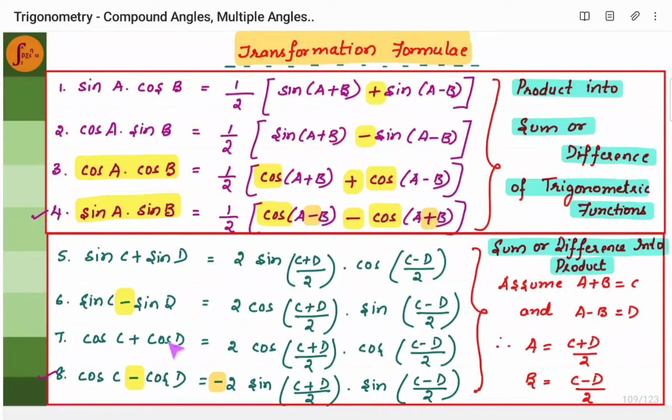Similarly, if you're adding two cos angles, cos C and cos D, you'll have to use cos for both the functions: cos (C plus D) by 2 into cos (C minus D) by 2. If it is plus, you'll have cos. If it is minus, you'll use sin with a negative sign, minus 2. Using these formulas, let's solve the problems.